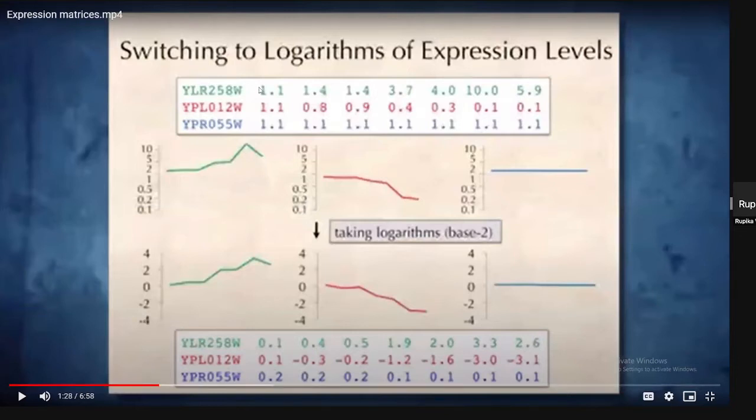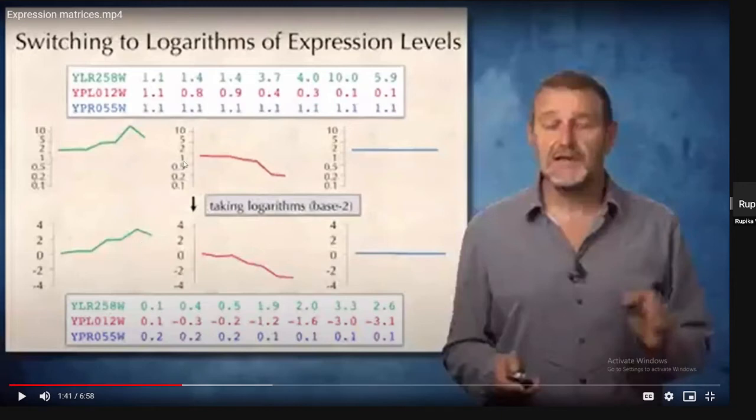So normally these expression levels are converted to logarithms, log values of base 2, to compare, right? So these are the log values. Normally you convert into log values and then compare. Switching to logarithms of expression levels.